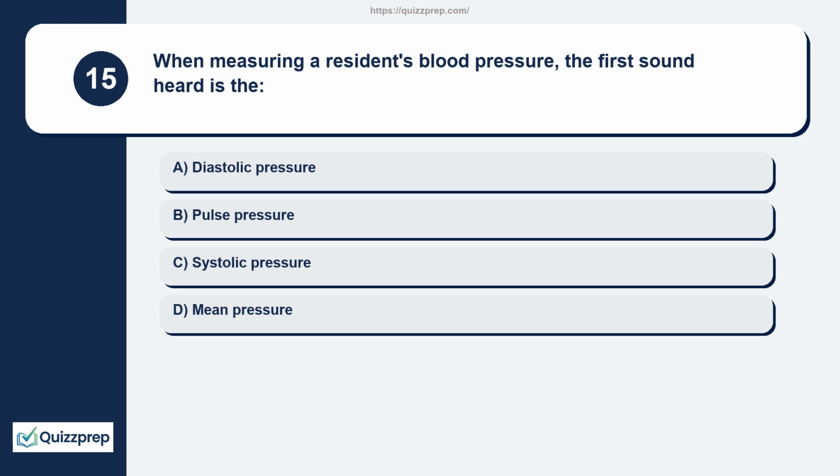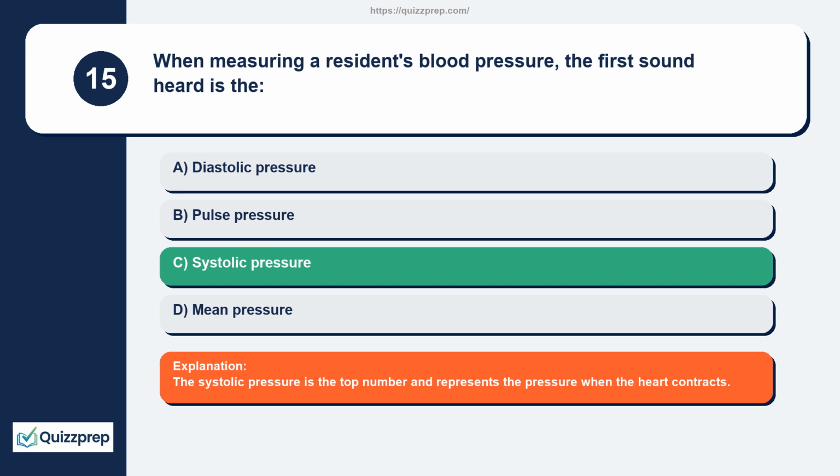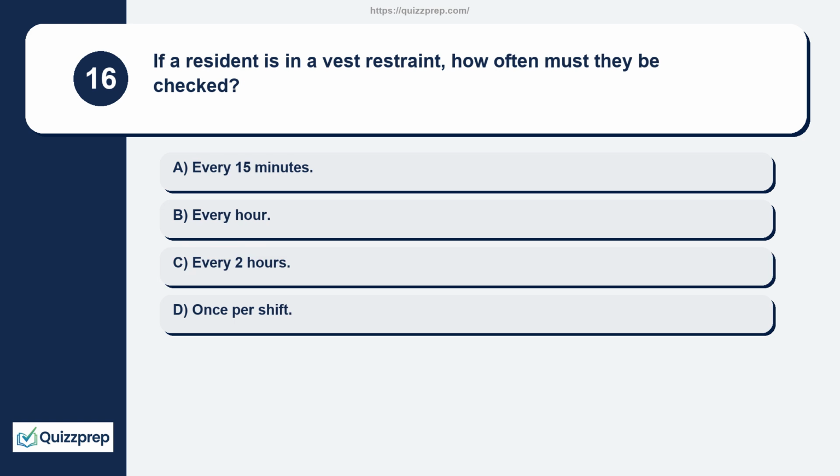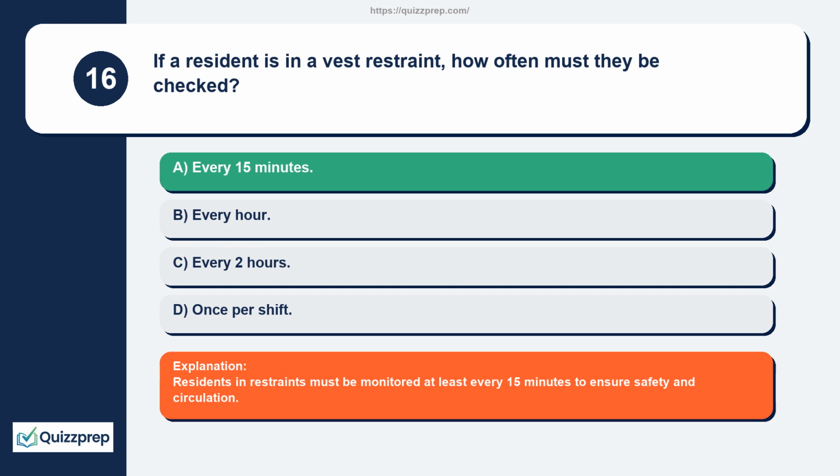Question 15. When measuring a resident's blood pressure, the first sound heard is the diastolic pressure, pulse pressure, systolic pressure, mean pressure. The systolic pressure is the top number and represents the pressure when the heart contracts. Question 16. If a resident is in a vest restraint, how often must they be checked? Every 15 minutes, every hour, every 2 hours, once per shift. Residents in restraints must be monitored at least every 15 minutes to ensure safety and circulation.